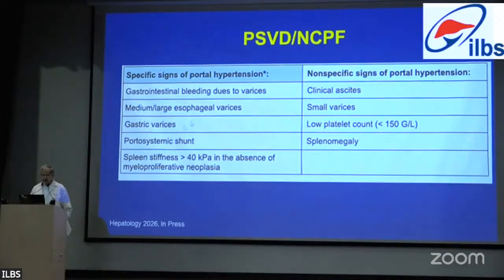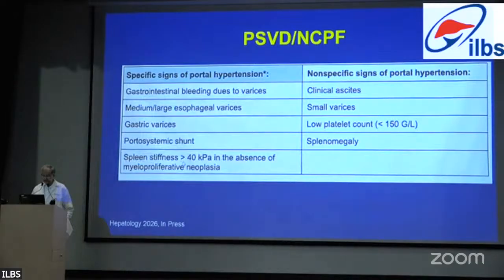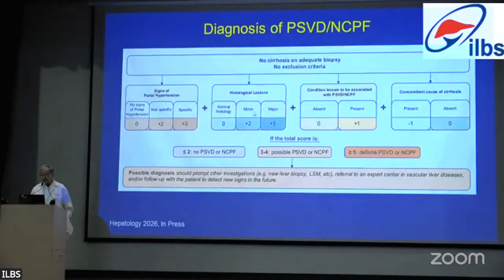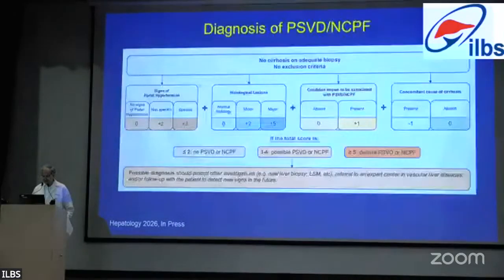So any one single criteria will give you diagnosis of PSVD. So again, there is a challenge here. And non-specific criteria, ascites, varices, low platelets, splenomegaly are also there. So now how do you diagnose PSVD/NCPF? We don't say, but they have put it in this paper. So you have signs of portal hypertension is specific. So one sign, let's say spleen stiffness, you get 3 marks. Histological lesion, any of these, you will get one major. One major, just you have portal venular stenosis, you get 5 marks.